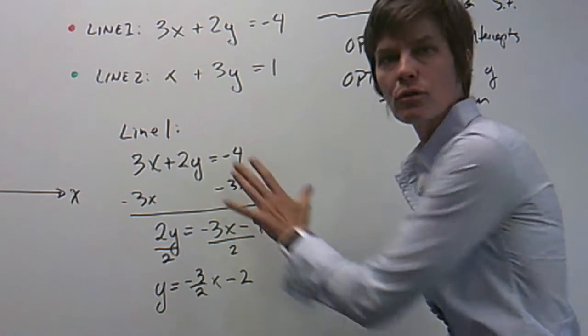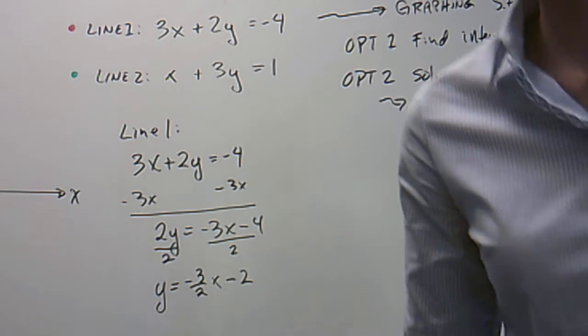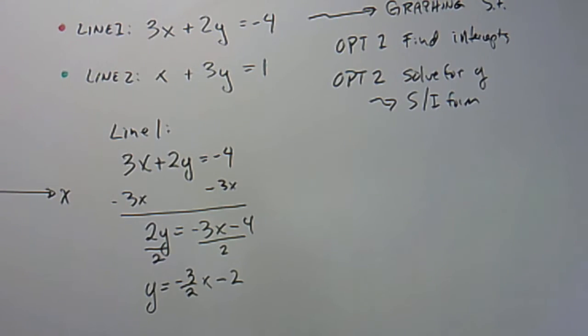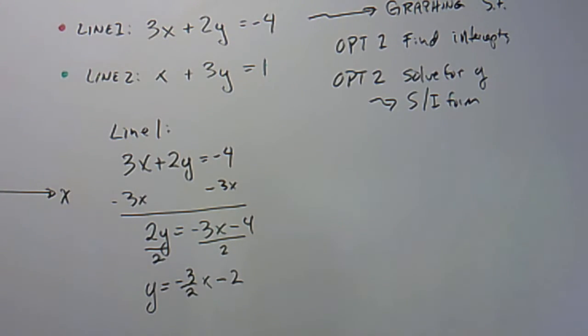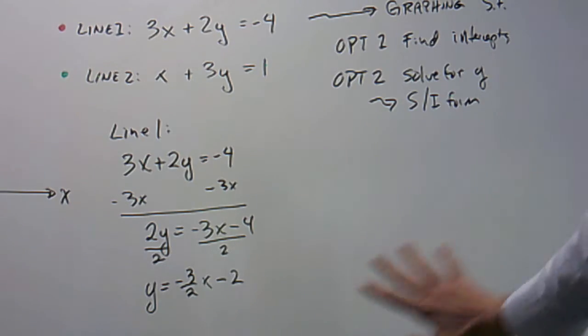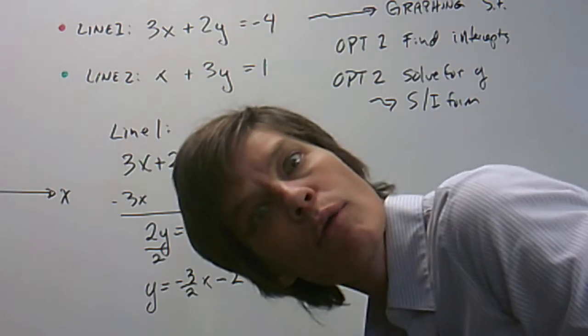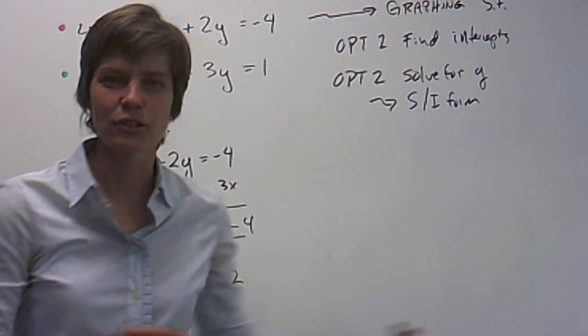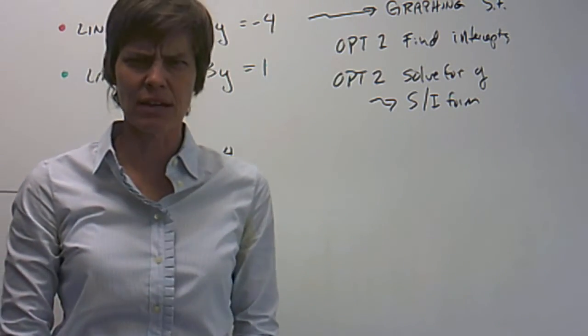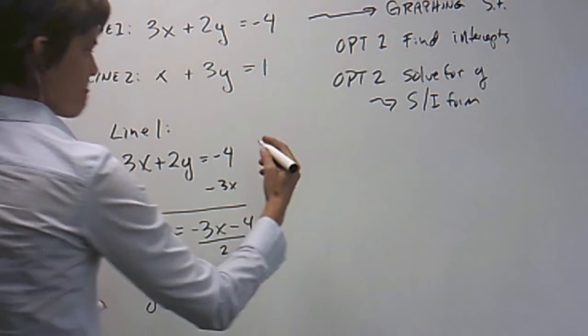Okay, so this is line 1. We're good? I've transferred line 1 into slope-intercept form. You see it there? Now it's in slope-intercept. So right in this space, I'm going to convert line 2. Are you ready? Just like Vanna White, I switch sides.